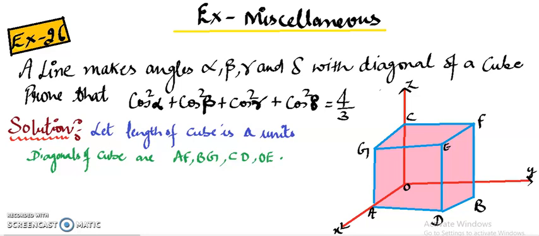Hello students, let us solve the example of miscellaneous exercise, example number 20. A line makes angles alpha, beta, gamma and delta with the diagonals of a cube. Prove that cos square alpha plus cos square beta plus cos square gamma plus cos square delta equals 4 upon 3.